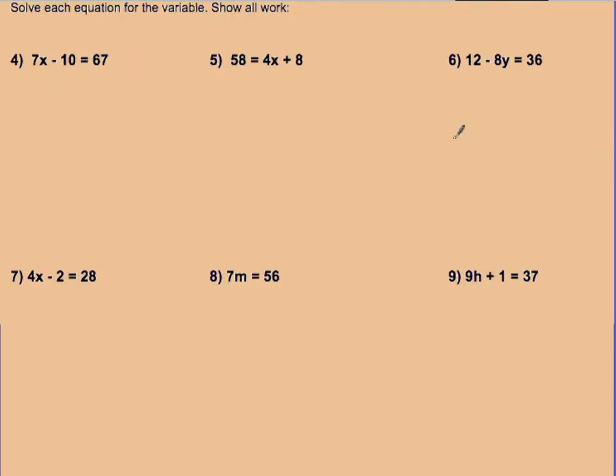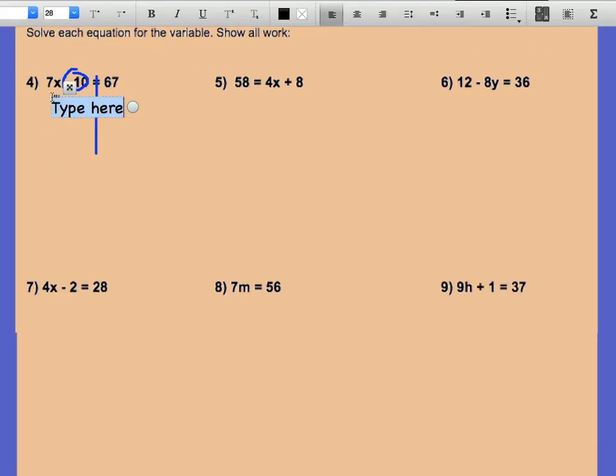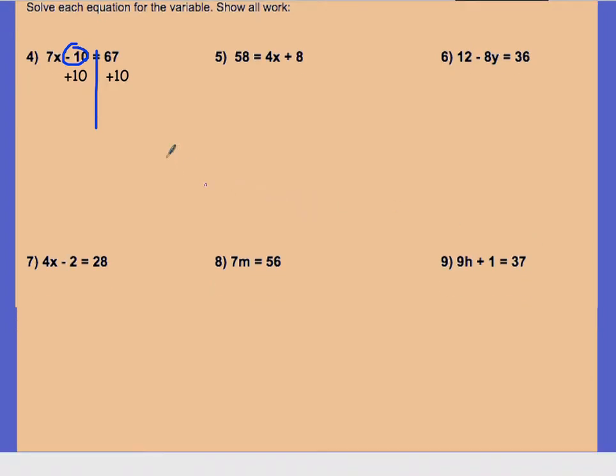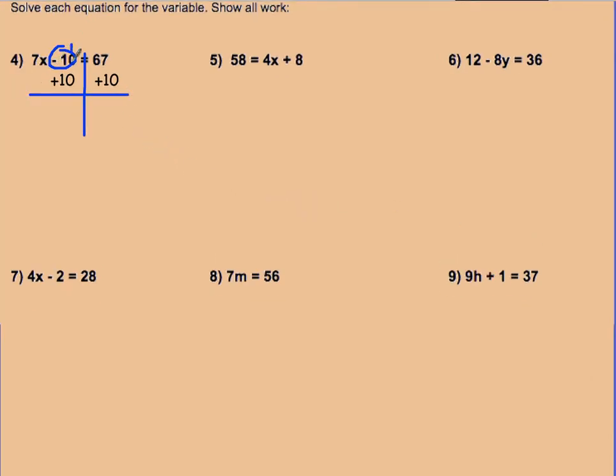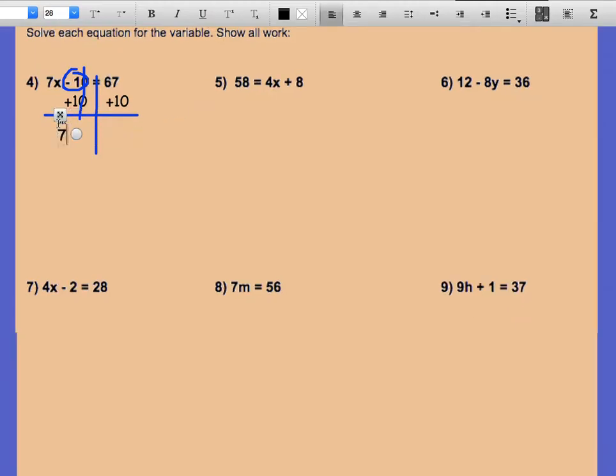So solving for the given variable, show all work. Remember, draw a line down the equal sign here. Then we're going to do inverse operations. So the inverse of minus 10, we're going to do plus 10 on each side. These are inverses, so that's 0. The only thing we're left with on the left side is 7x, and on the right side, we get 77.